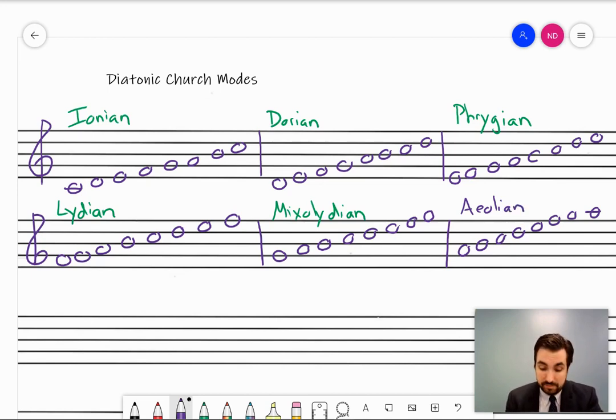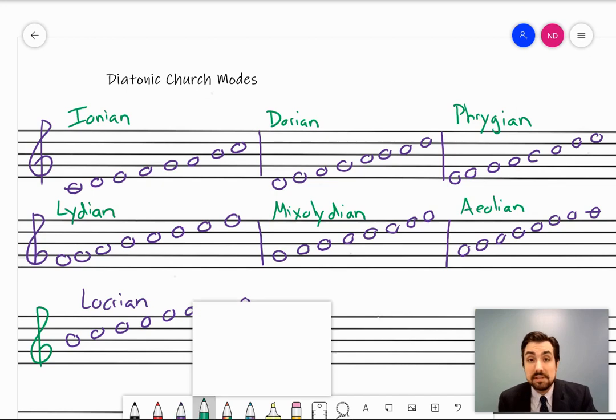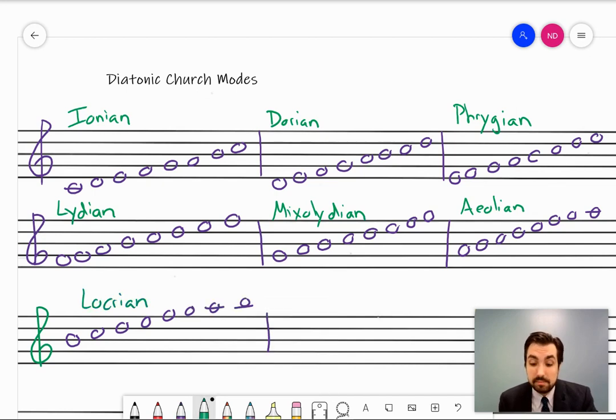You would be correct, and we'll talk about that in a second. One more. From B to B, or from 7 to 7, or from ti to ti, whichever you prefer, is going to be what we call Locrian mode. And there they are, the 7 modes. So you need to memorize Ionian, Dorian, Phrygian, Lydian, Mixolydian, Aeolian, and Locrian, and know that Dorian is 2 to 2, Phrygian is 3 to 3, Aeolian is 6 to 6, etc.